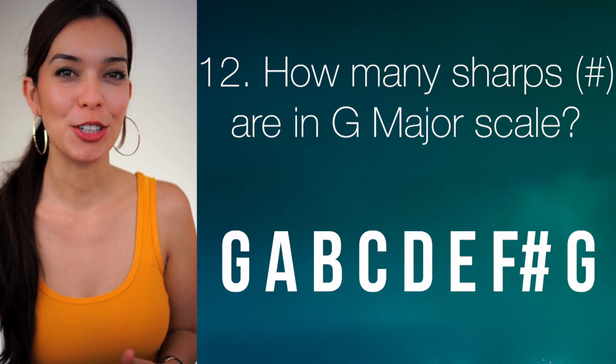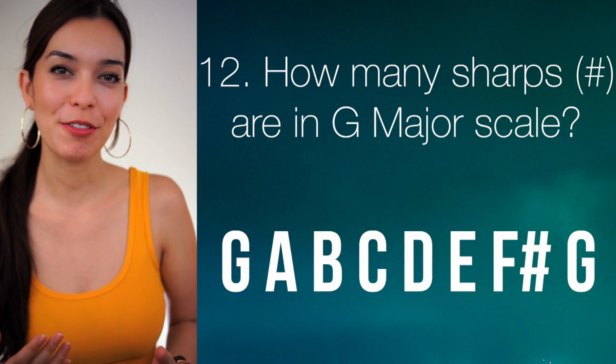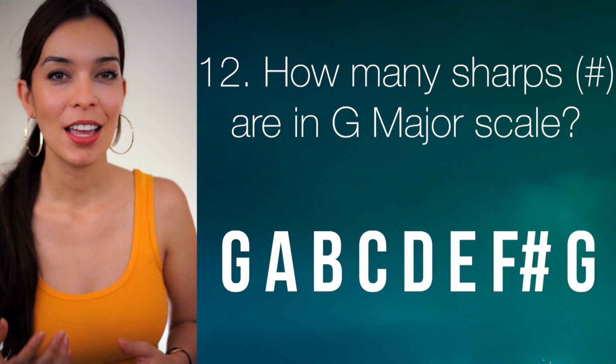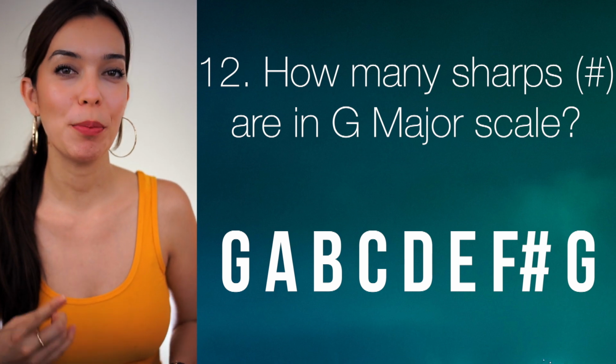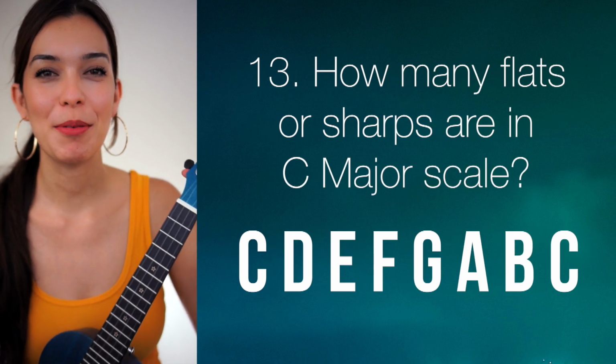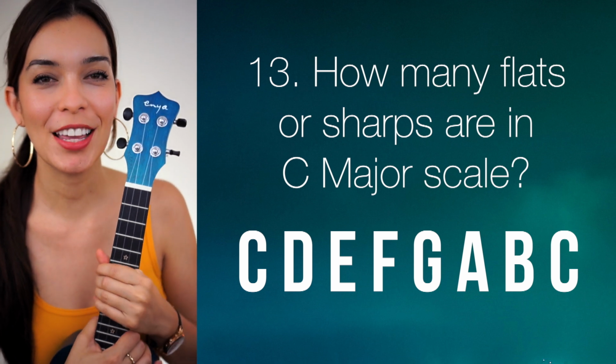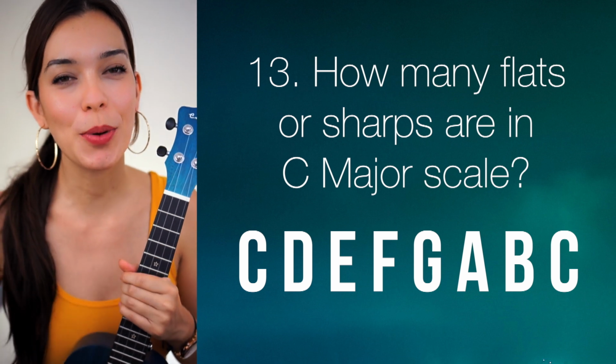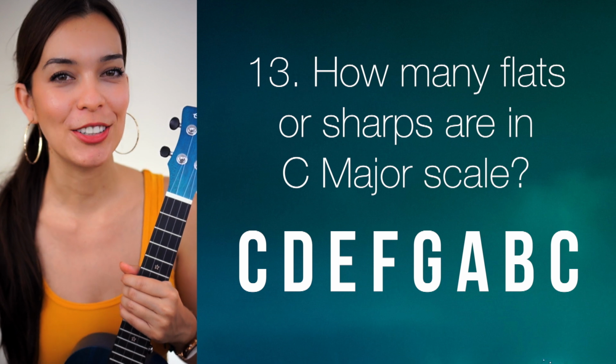Next question is, how many sharps or flats are in G major scale? If you remember from our scale studies, G major has 1 sharp, it's F sharp. Next question is, how many flats or sharps are in C major scale? And that is 0. That is all the white keys on the piano, all natural notes.